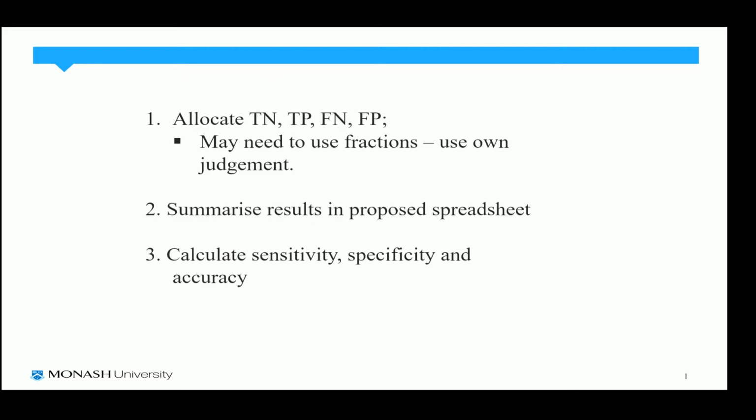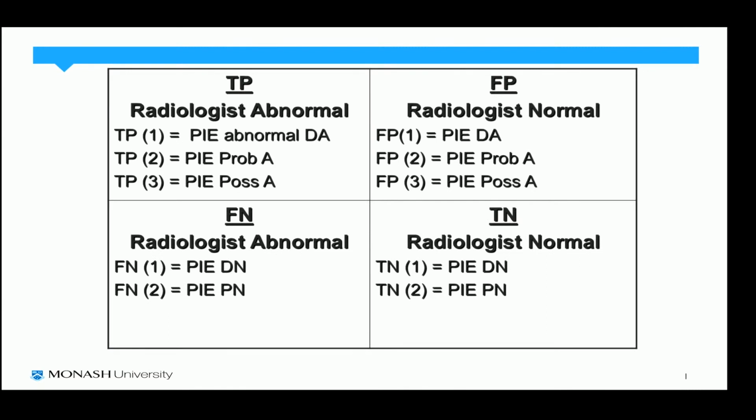To allocate the true negative, true positive, false negative, and false positive, you might need to use fractions, especially if there's more than one abnormality, and then summarize your results in the proposed spreadsheet. And then, as mentioned, you need to calculate sensitivity, specificity, and accuracy.